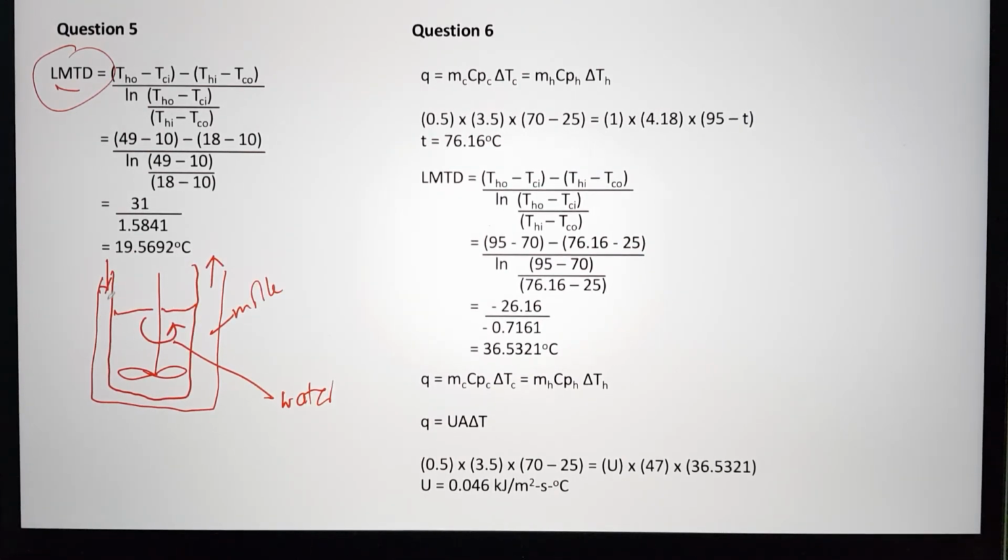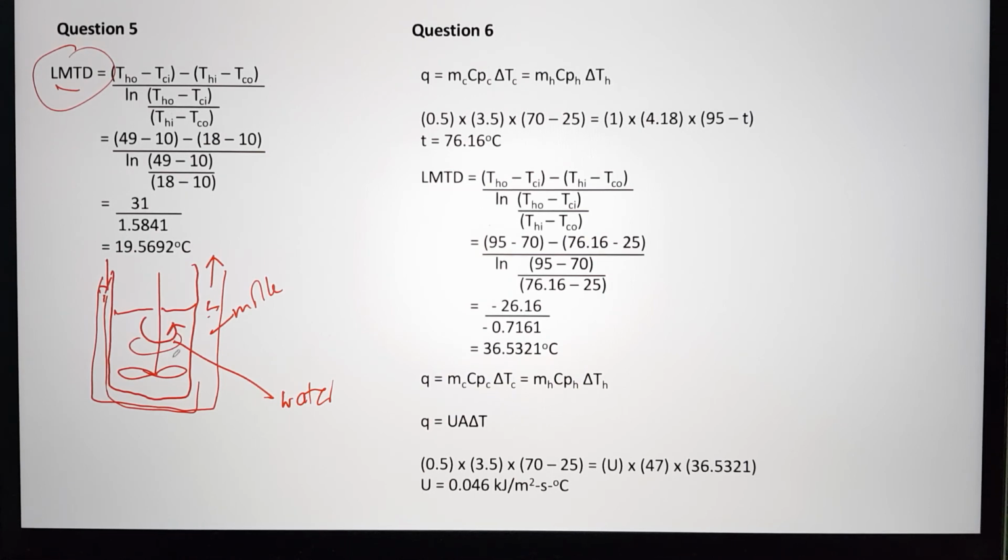This is how it is supposed to look like. You have piping that goes around this water bath, whereby this is the flow for the milk. On the inside, the cooling water is being stirred, and it is maintained at 10 degrees Celsius.